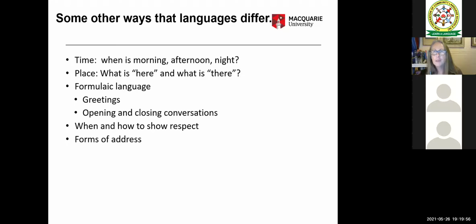Forms of address sometimes convey respect, and so they're examples of things where the meanings are made differently in different languages. For example, the singular and plural. Does your language have a singular and plural that you might want to use?